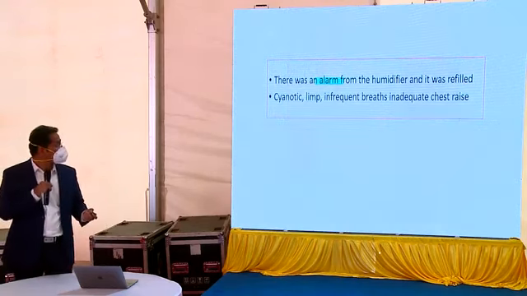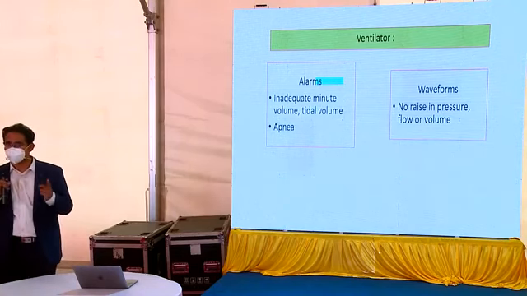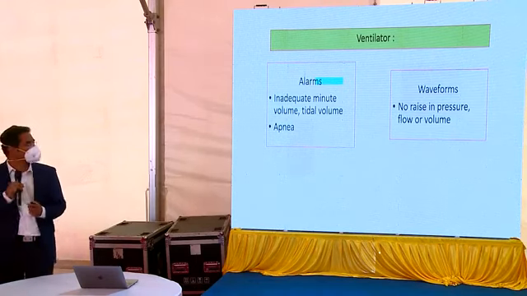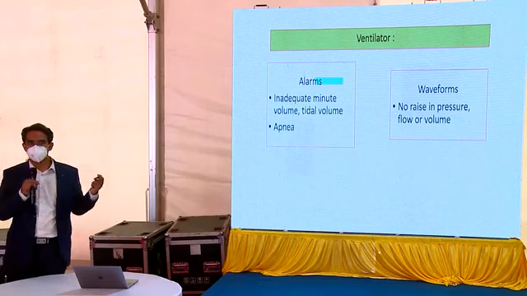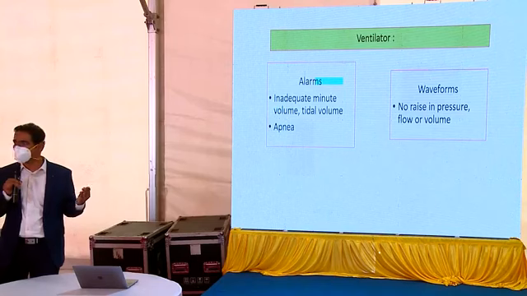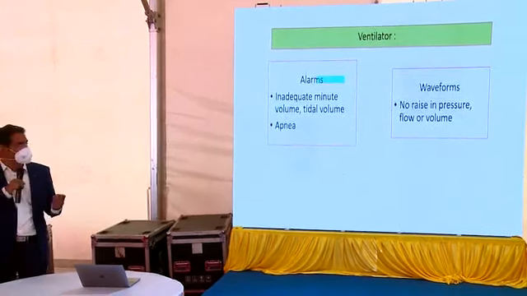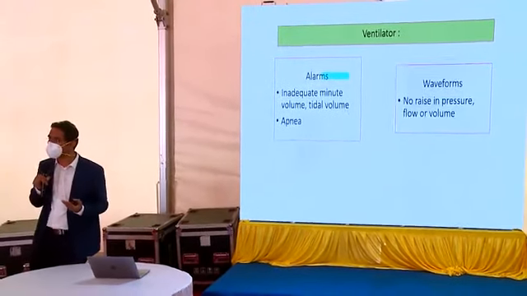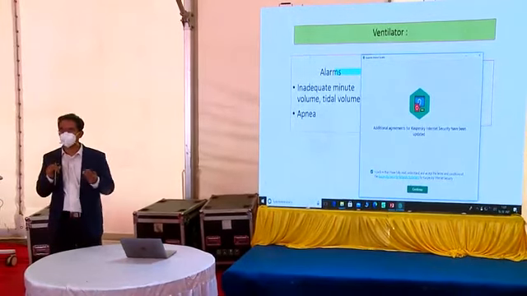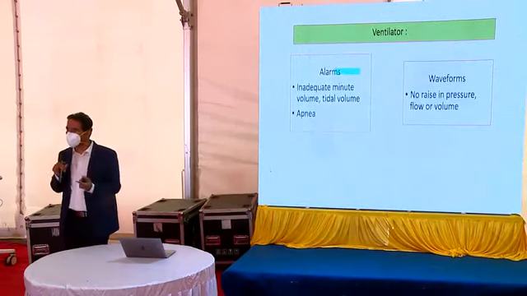And now we'll look at the ventilator. In the ventilator, you have to see two things. One is the alarms that the ventilator is giving. Second is the kind of graphics that are being displayed. So the alarm says that there is inadequate tidal volume / minute ventilation and there is apnea. This is something that most of the ventilators will be able to tell you. And you look at the waveforms, there is no rise in pressure, flow or volume. Remember the waveforms that were shown to you: when you look at the scalar, the pressure has to rise over time. So do the flow and the volume. None of these things are happening.